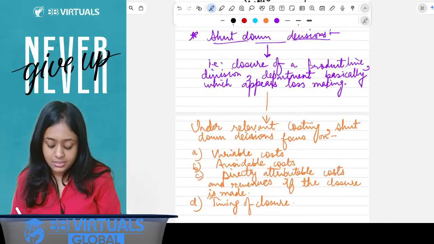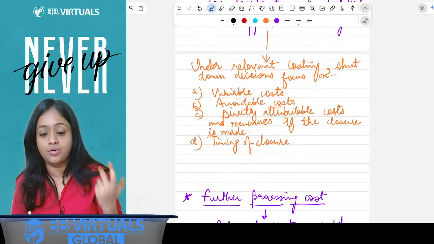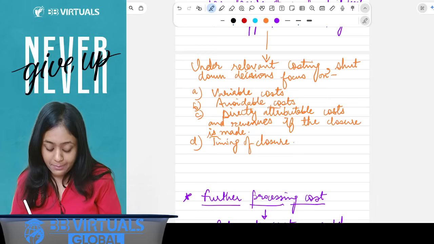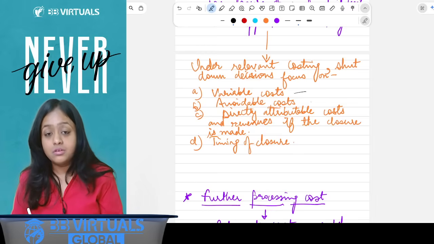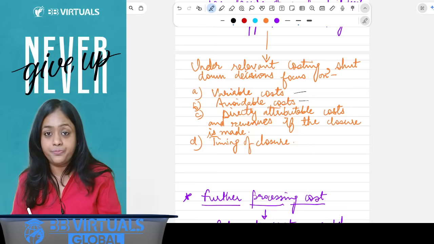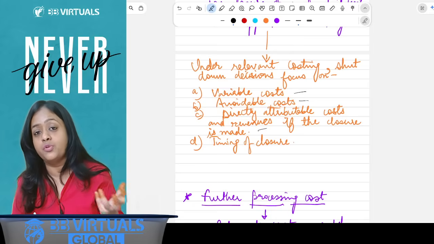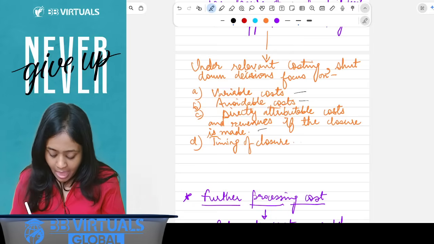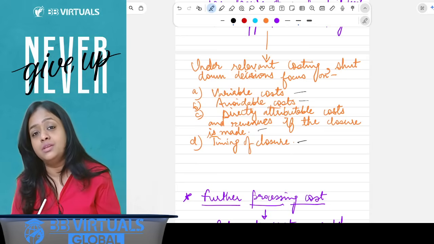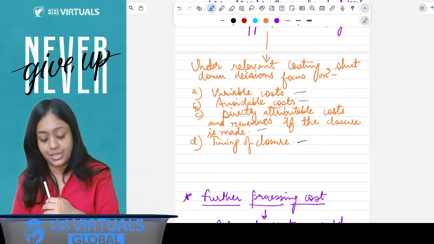Shutdown decision is basically a decision relating to whether a closure of a product line or a division should take place or not. For these shutdown decisions, the entity's focus should primarily be on the variable cost, that is, whether the variable cost is getting covered or not, the avoidable cost, the directly attributable cost. If the closure is made, what is the directly attributable revenue and cost, and what is the timing of closure? Timing of closure would mean, is it getting closed at a time when the other divisions are at peak, and this closure can affect the sales of other divisions. So that relationship also we have to check.